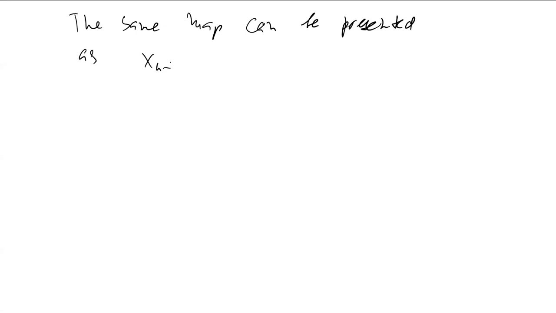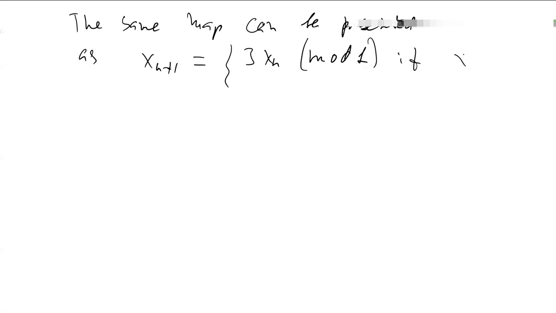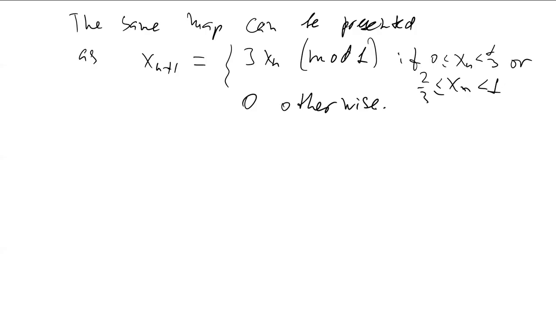So in fact, it is the same map, which can be presented as I have already shown before: x_{n+1} equals 3x_n mod 1 if x_n is between 0 and 1/3, or x_n is between 2/3 and 1, and 0 otherwise. It is the same map.